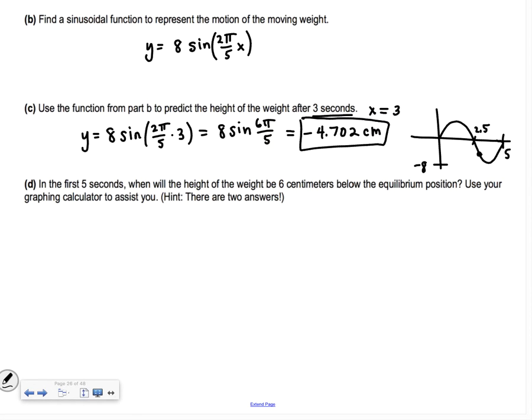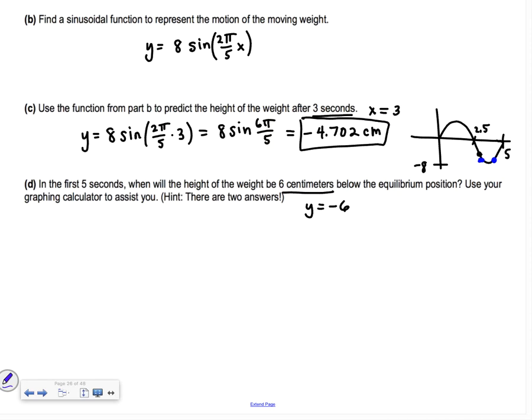And then in the first 5 seconds, when will the height of the weight be 6 centimeters below the equilibrium position? So we want to find when y is equal to -6. So use your graphing calculator to assist you. Okay, and this time it says, hint, there are 2 answers. Well, let's think about it. We have this graph drawn. And when will it be at a height of -6? It would be somewhere around here and somewhere around here, right? There's going to be 2 locations where that's true.